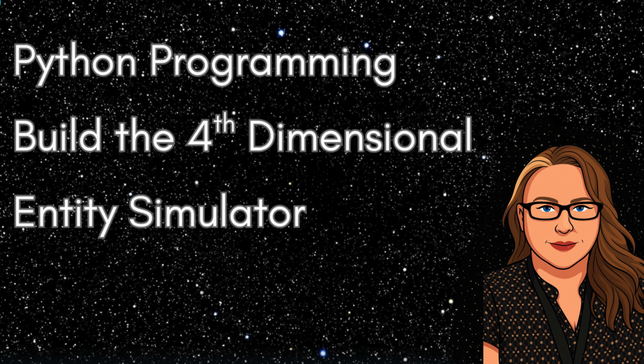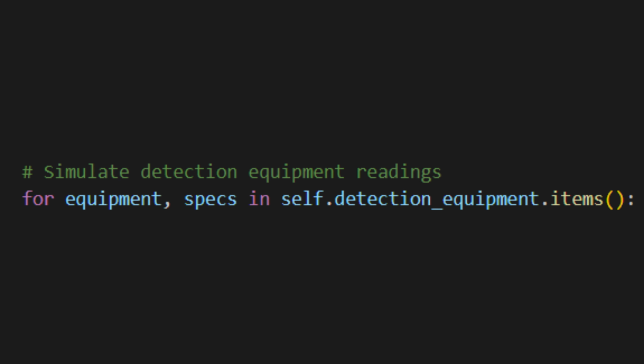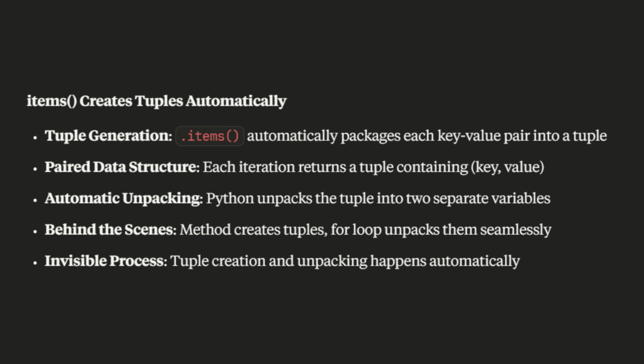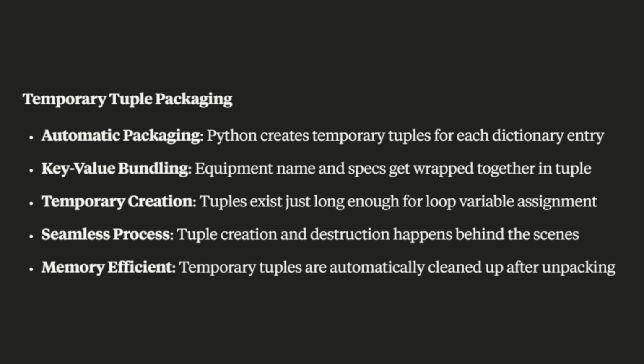Now we're still on the same for loop. Let's dig a little bit deeper into what's actually happening behind the scenes in our for loop. In .items, this .items method automatically creates tuples from dictionary key-value pairs. When Python processes our detection equipment dictionary, it packages each equipment name and its specification into a temporary tuple.